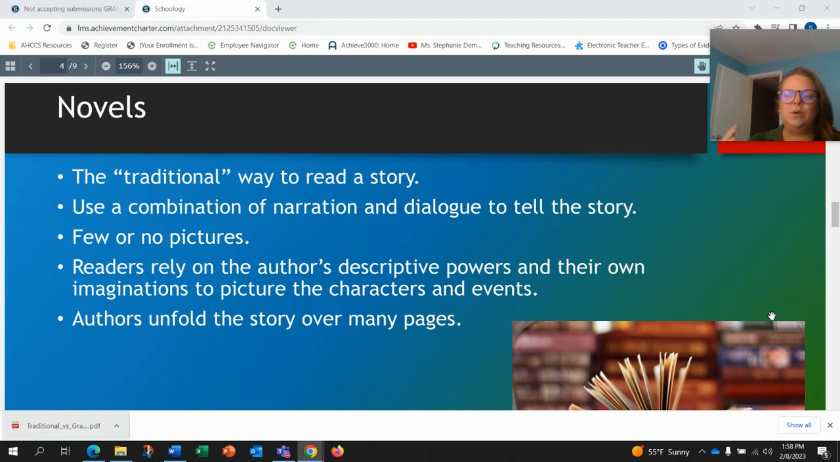So, a traditional novel is a traditional way to read a story. They use a combination of narration and dialogue to tell the story, and there are few or no pictures. Readers rely on the author's description powers and their own imagination to picture the characters and events, and the authors unfold the story over many pages, maybe many chapters, maybe over different books.